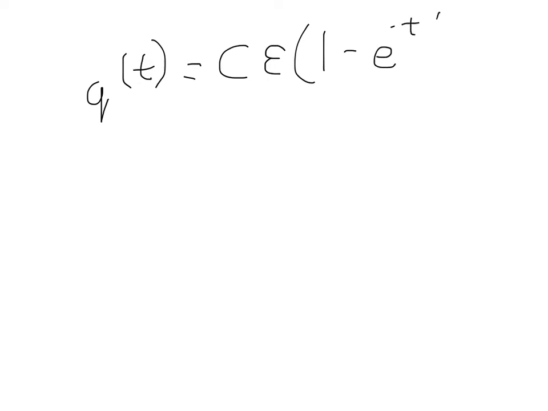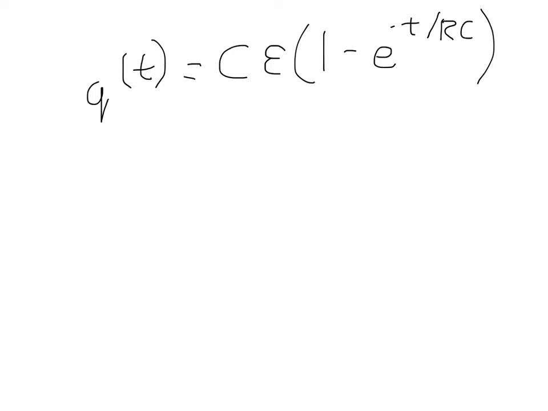We work it out and we can find that the charge on the capacitor, as we'll use a little q for that, and it will be a function of time, is going to equal the capacitance times the potential of the battery, times 1 minus e to the minus t divided by RC.